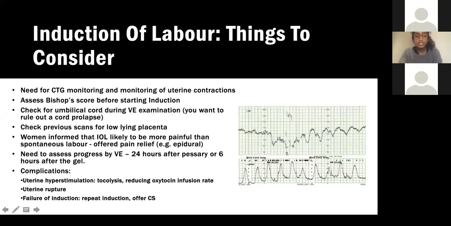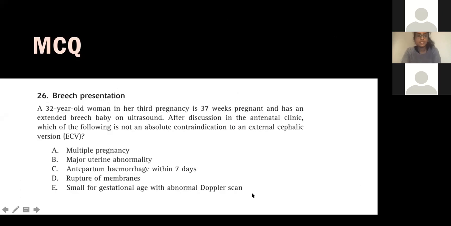And with the uterine hyperstimulation, you would get fetal distress associated with it. Okay, we're going to move on to breech presentation now. So we'll do an MCQ before we discuss breech. You've got someone who is offered an ECV. Which of these is not an absolute contraindication to having an ECV procedure?